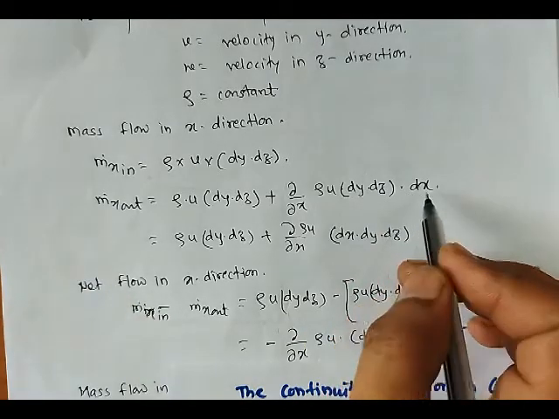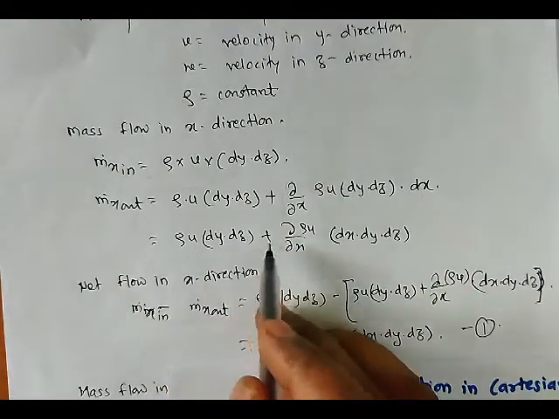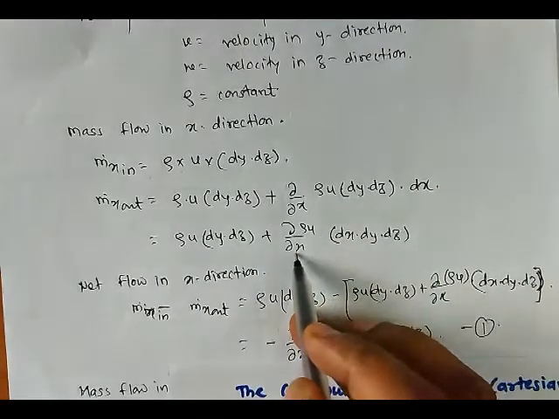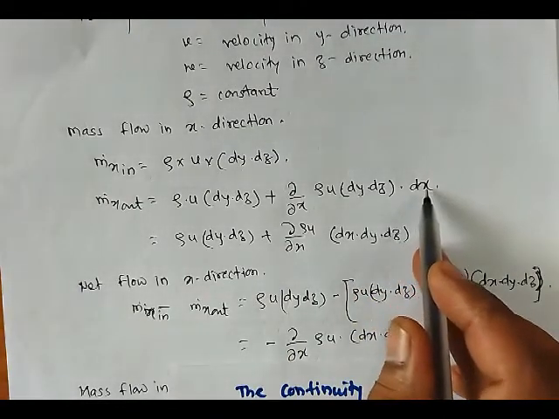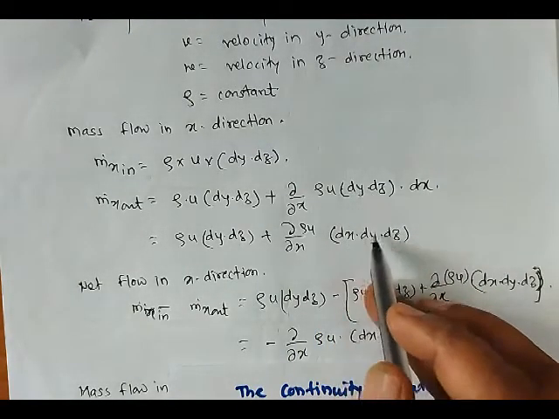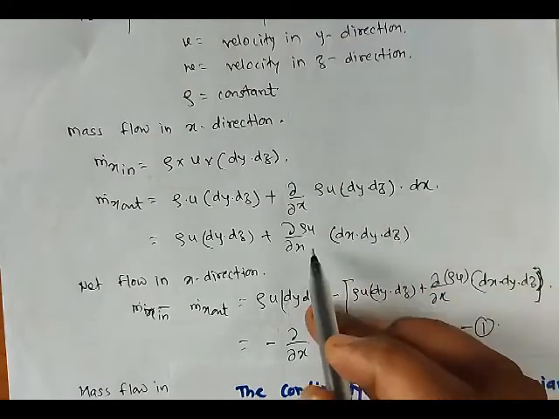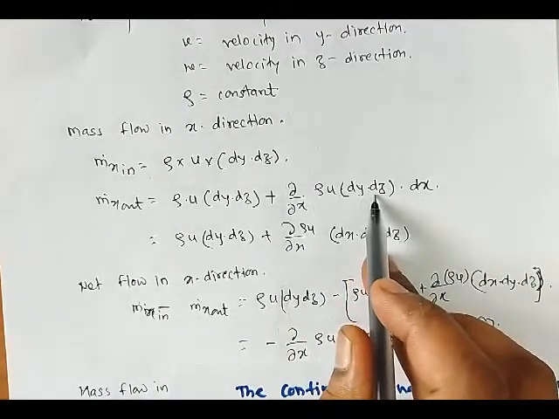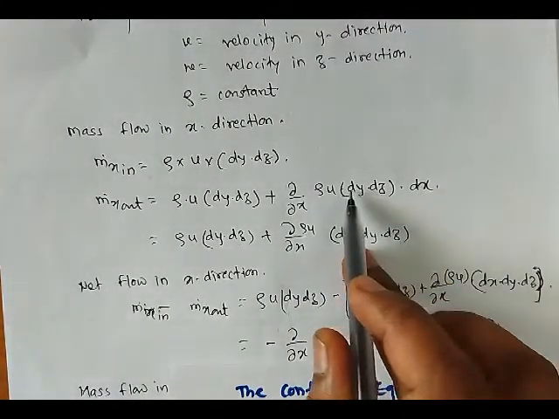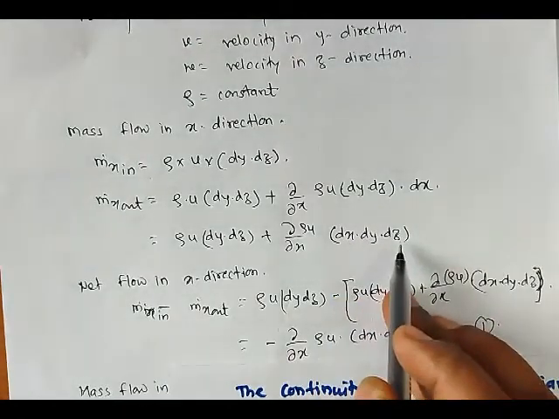If you solve this one, we have rho u dy dz plus, in brackets, the partial derivative of rho u with respect to x, times dx dy dz. We multiply this dx into the bracket to get dx dy dz, because the dy and dz distances are not changing with the distance x, so that is a constant. So we can multiply this dx with the area, and we get the volume dx dy dz.